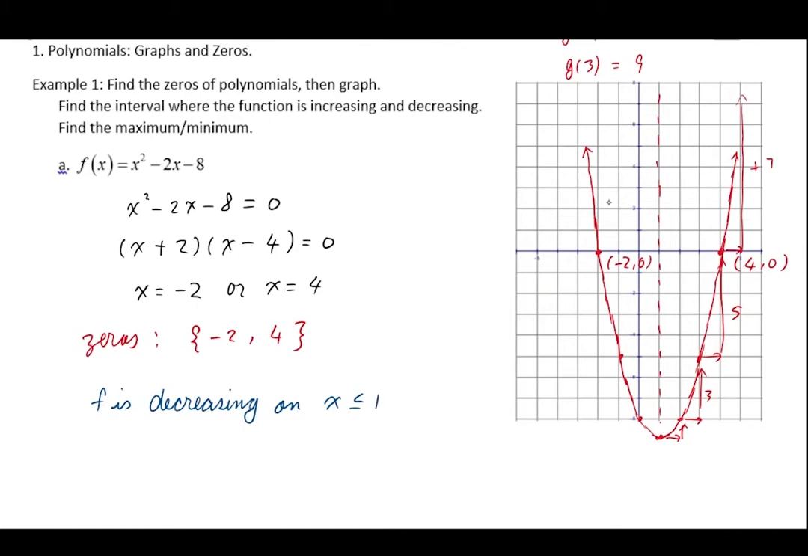Instead of that, because we'll be using interval notation a lot, so from negative infinity all the way out here, all the way to positive 1, which is our axis of symmetry, and then f is increasing on from 1 to infinity.